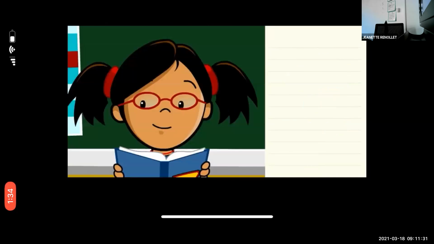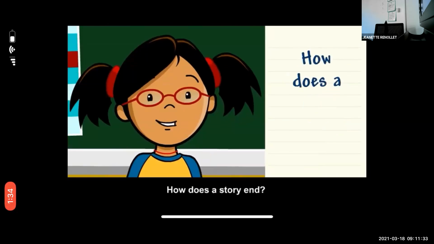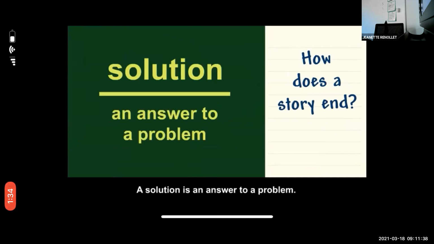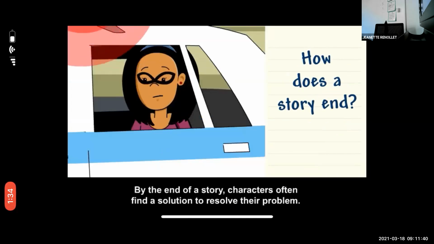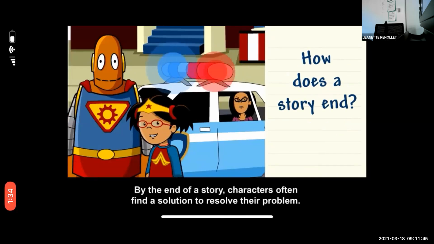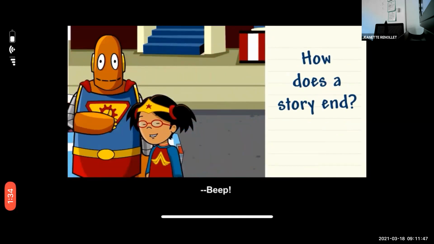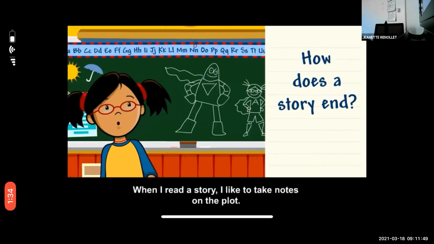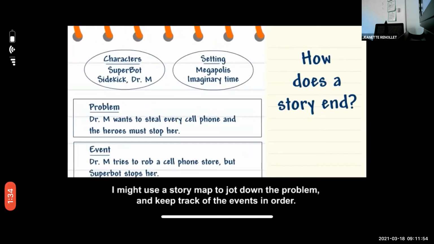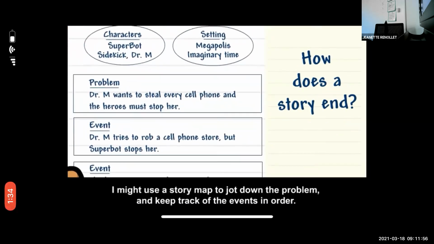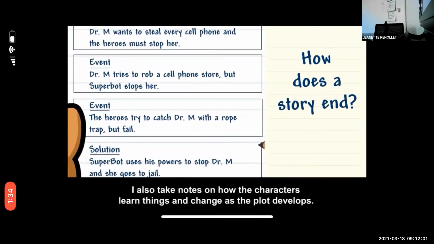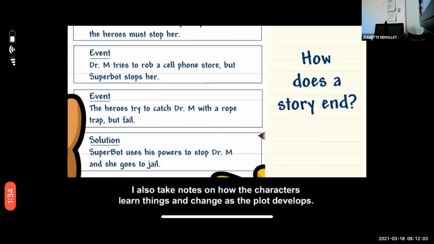But how does a story end? A solution is an answer to a problem. By the end of a story, characters often find a solution to resolve their problem. When I read a story, I like to take notes on the plot. I might use a story map to jot down the problem and keep track of the events in order. I also take notes on how the characters learn things and change as the plot develops.